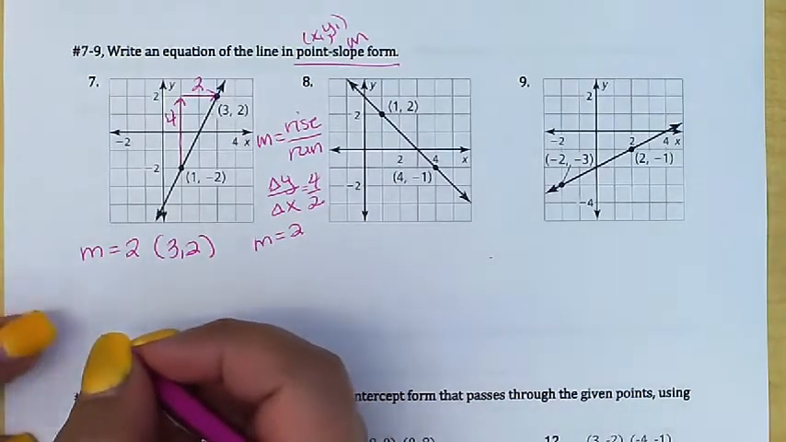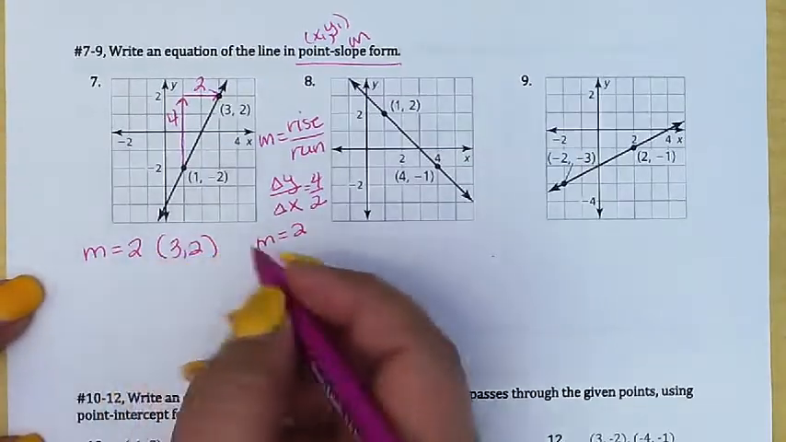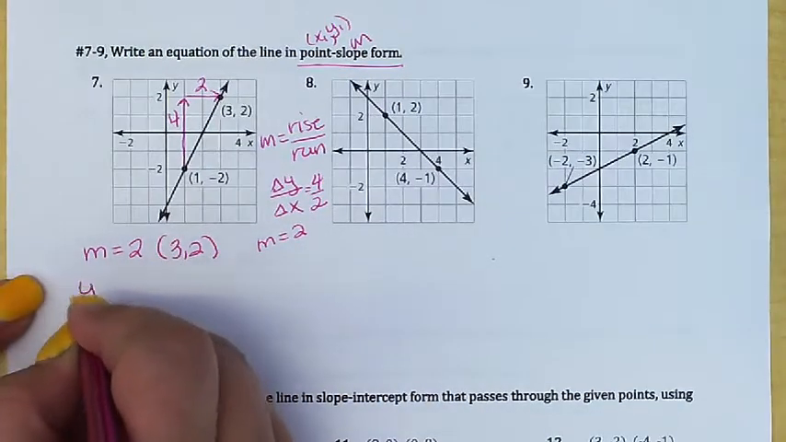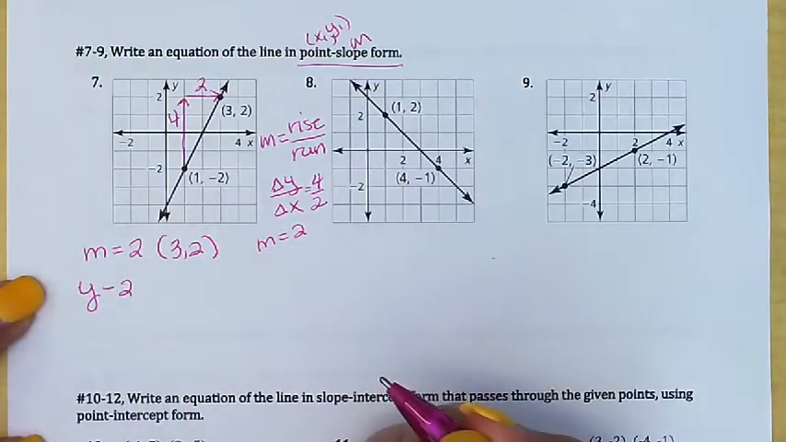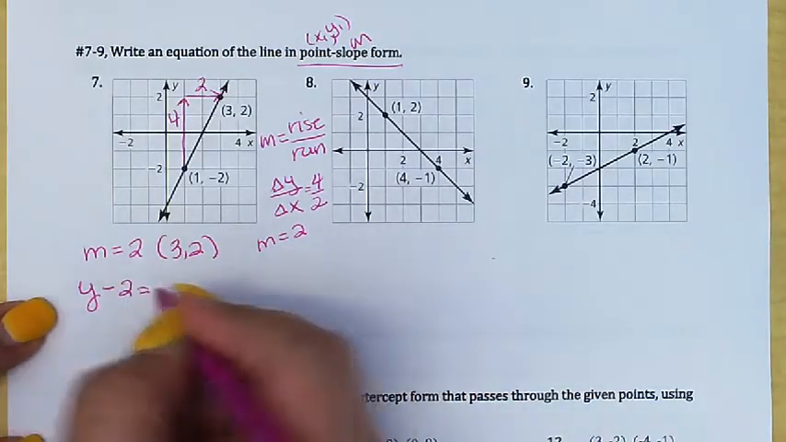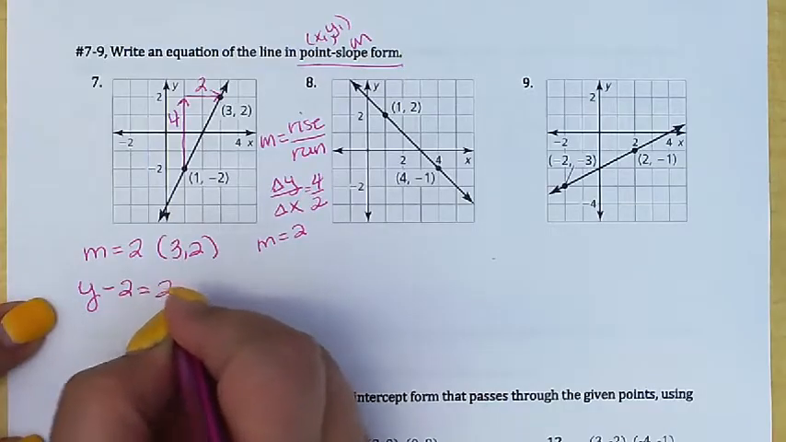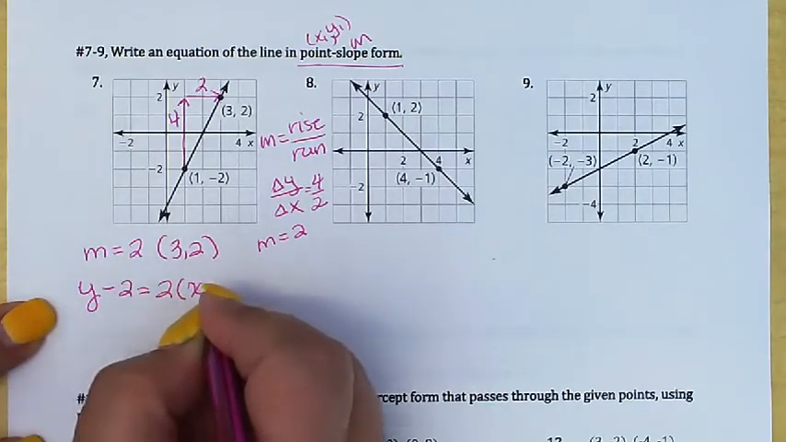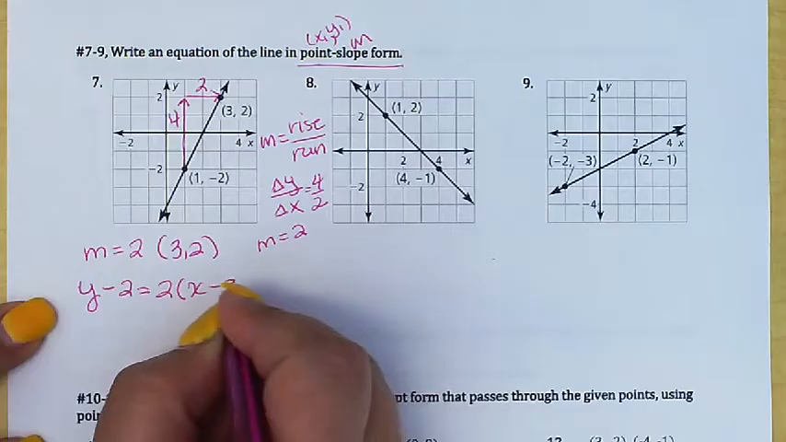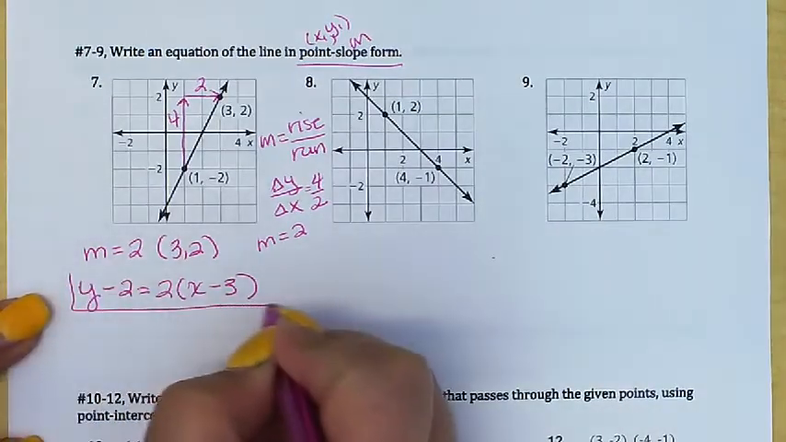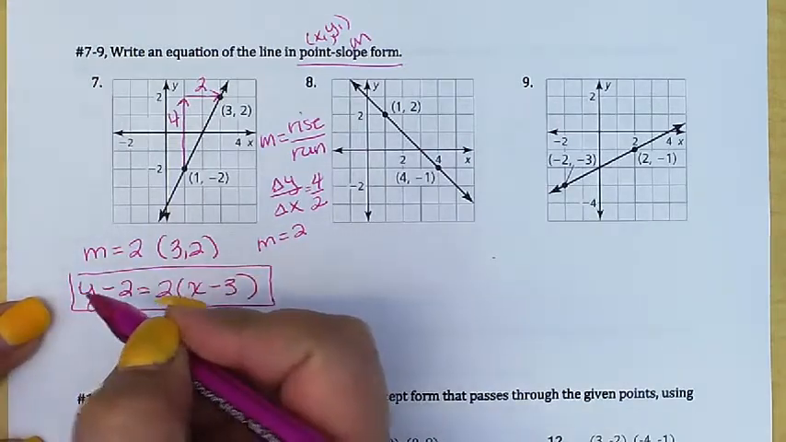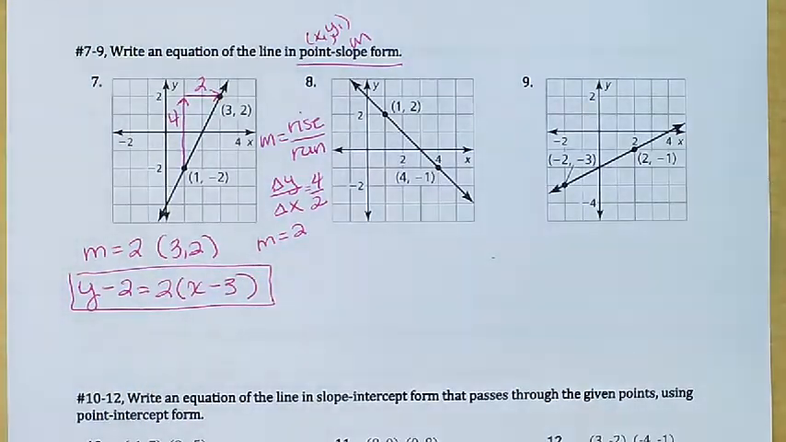Okay, so one option here to write our equation would now be to write this equation in point slope as y minus the y coordinate, which is 2, equals 2 times, and then x minus the x coordinate. And if you boxed that and left that as your point slope equation, correct. Okay, that would be right.